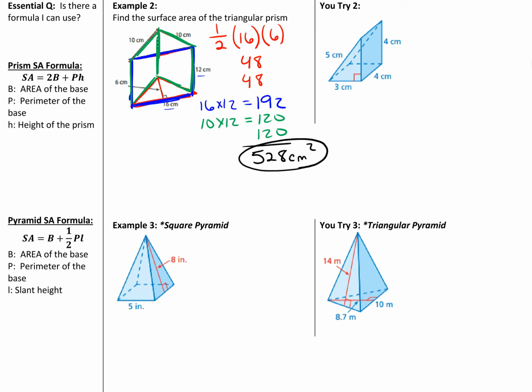Now there's a formula that you can use to find surface area of prisms, and I just want to introduce it to you. It is surface area is 2 times B plus P times H, where B is the area of the base, P is the perimeter of the base, and H is the height of the prism. Now, if you feel really comfortable with surface area, I suggest using the formula. It's a really good and fast way to find surface area.